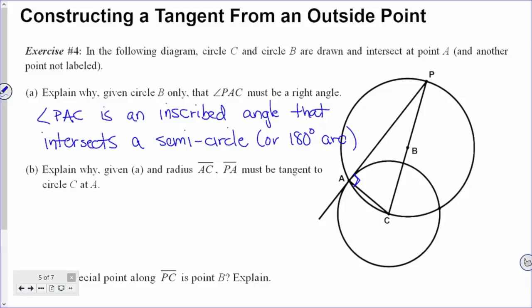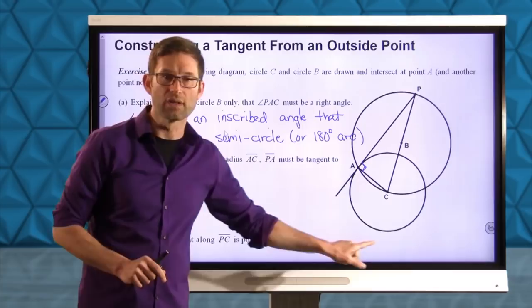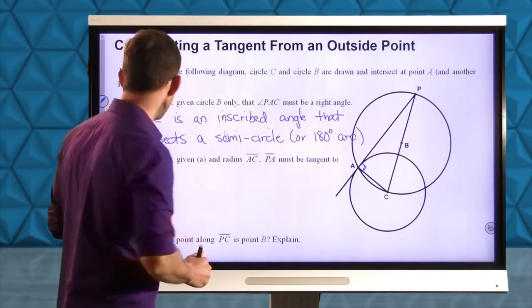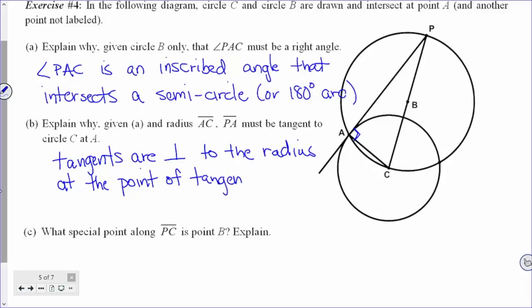Let's take a look at letter B. Explain why, given letter A and radius AC, PA must be tangent to circle C at A. So again, why does PA have to be tangent to circle C at point A? What would you write down for letter B? Well, it's as simple as this: tangents are perpendicular to the radius at the point of tangency. So, since PA is perpendicular to CA, it must be a tangent.